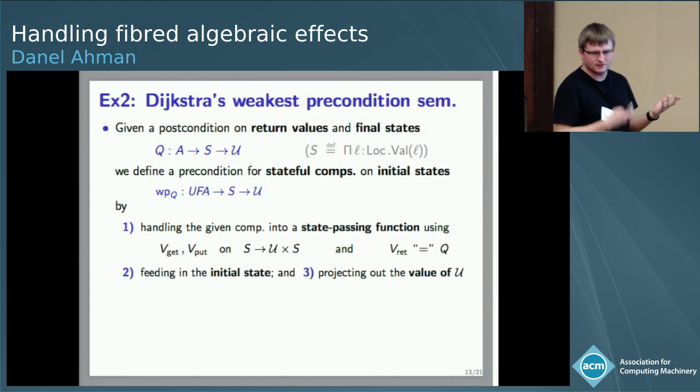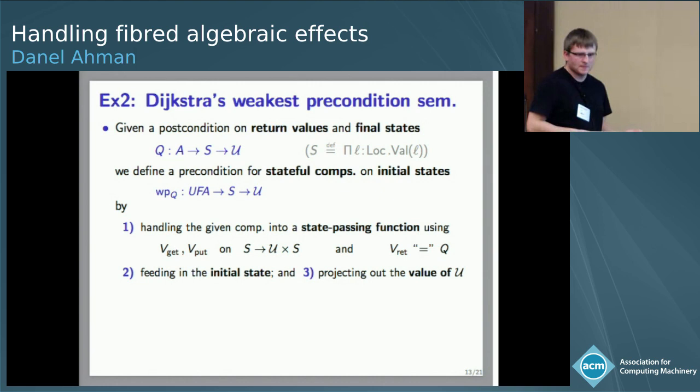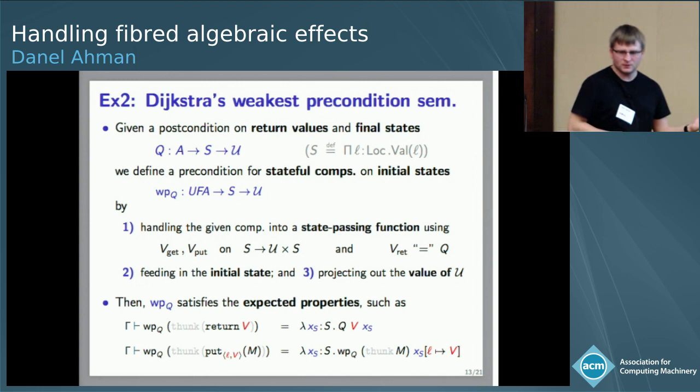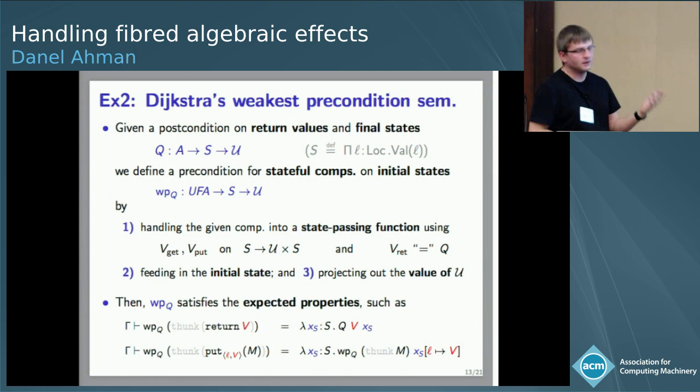And at the very high level, the idea is the following. We take the computation that we're given here, we handle it as a state passing function in the usual standard sense. We feed in the initial state into the function, and then we project out the proposition. So it's a stateful predicate that, again, takes your computation, does a bit of computation, and produces a proof obligation. And then you can show that this WP of Q really satisfies the expected equations that you would expect from a weakest precondition.